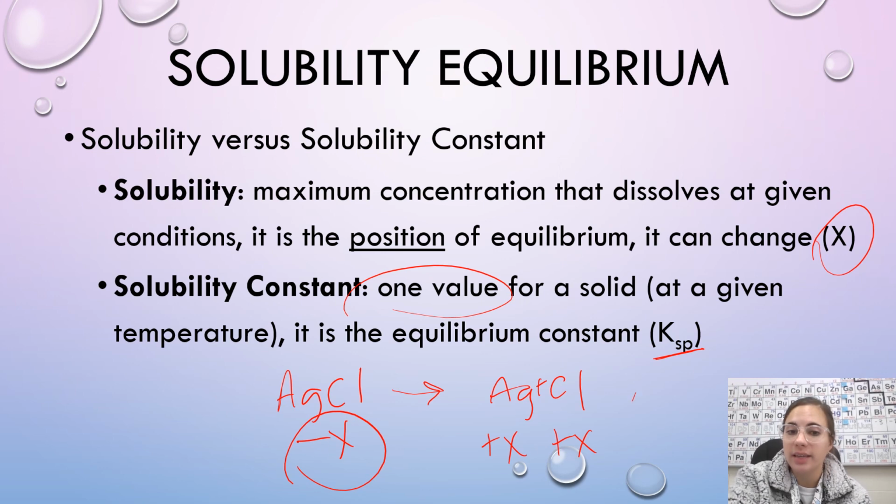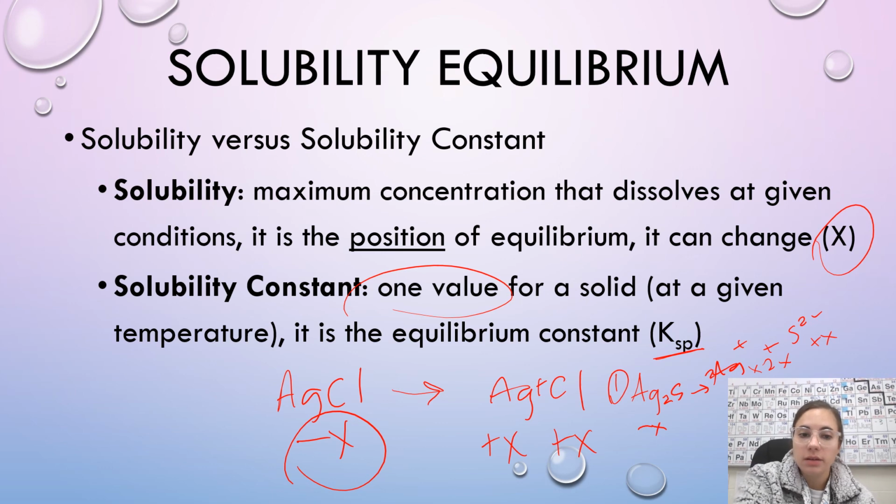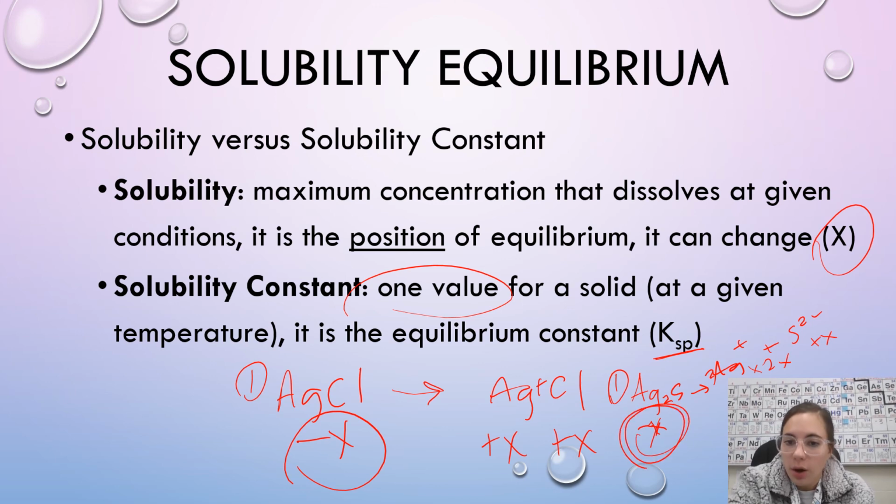But if we had, let's say, Ag2S, when it dissolves, we dissolve into 2 silvers and a sulfur. So for silver, it's going to be plus 2X, and then for sulfur, it's going to be plus X. But there's always going to be 1 in front of your solid, because why would we do 2 of them? We're just saying 1 dissolves. So there's always going to be a 1 there, so this will always be minus X. So you know that X is your solubility.